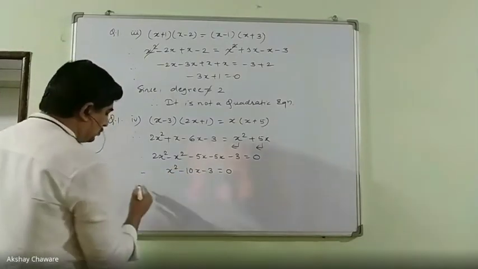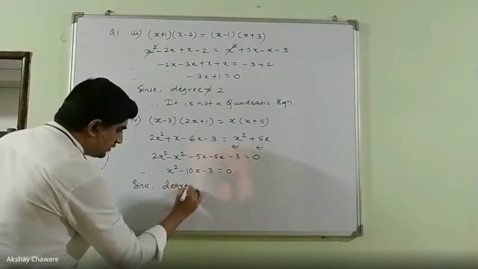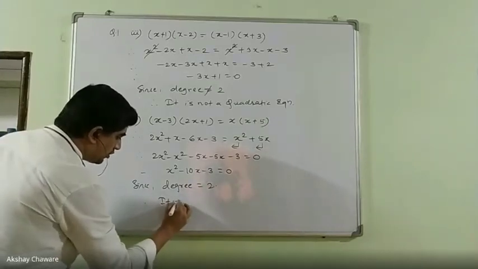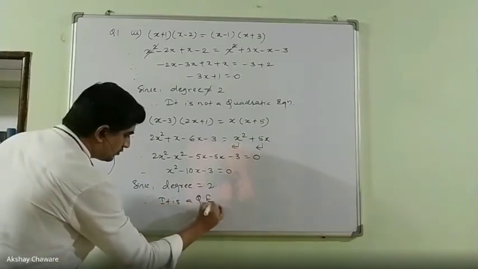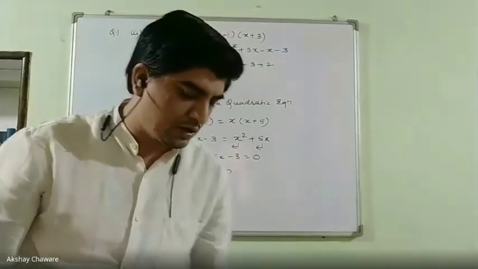Since the degree is 2, shortcut we can write, since degree is equal to 2, therefore it is a quadratic equation.